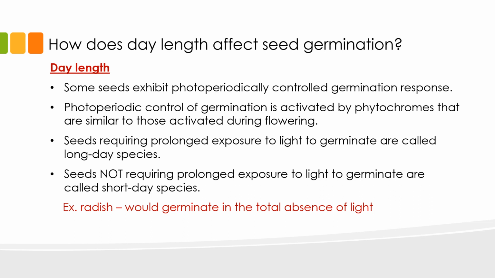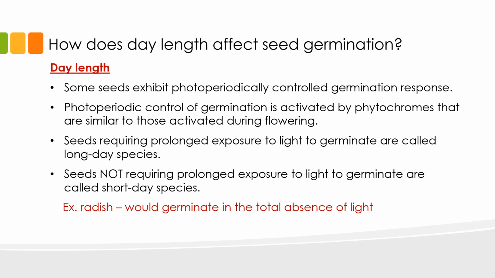Let's now see how seed germination is affected by these different properties of light, starting from day length. Some seeds exhibit photoperiodically controlled germination response. This control of germination is activated by phytochromes that are similar to those activated during flowering. What are phytochromes? Phytochromes are multifunctional proteins that serve as the eyes of the seeds. The phytochromes can sense light, and they tell the seed if it's time to germinate based on the duration of exposure of seeds to the light.